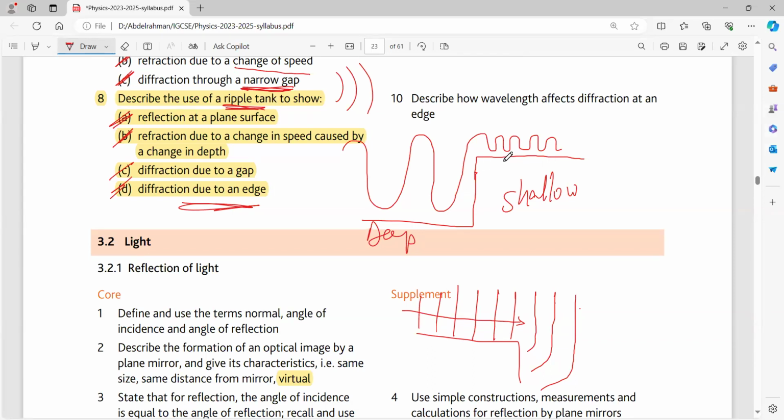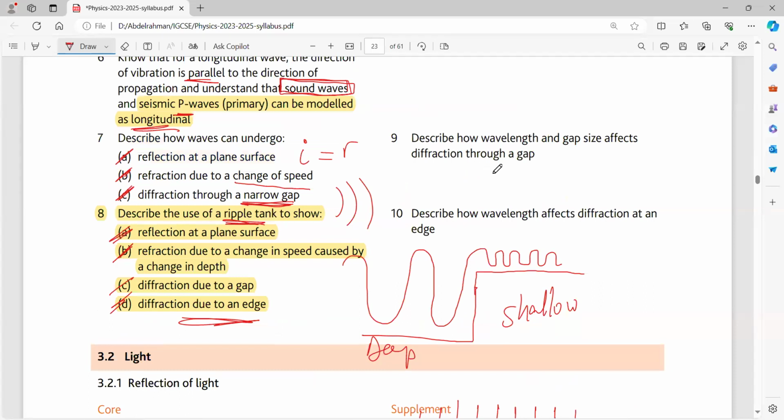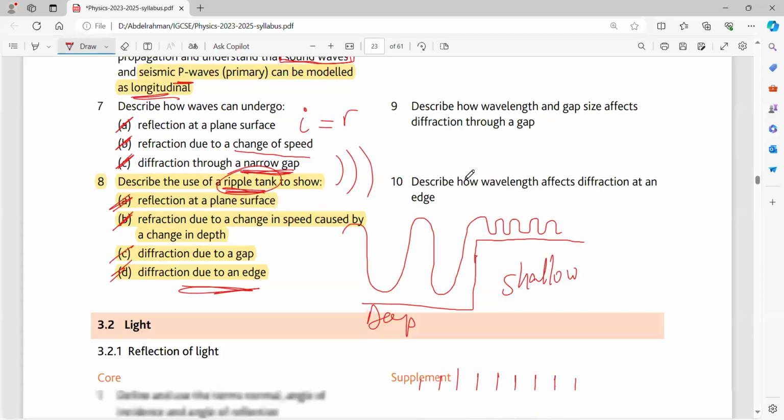What is a ripple tank? A ripple tank is a water tank. If I had some water in a tank, they would create some ripples. What is a ripple? Ripples are the waves in the water. Water waves. These are what we call ripples. And that's it.